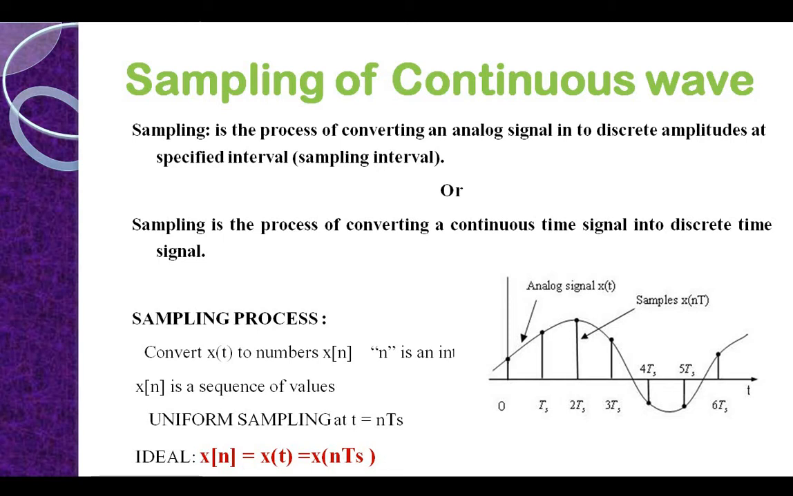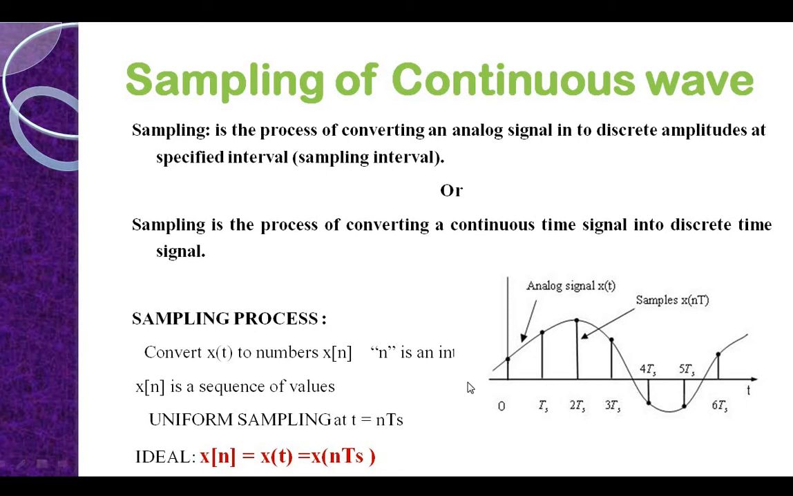Before we convert our continuous waveform into a discrete one, first you have to sample it. So, sampling of continuous waves. What is the definition of sampling? Sampling is the process of converting an analog signal into discrete amplitudes at specified sampling intervals. I have one more definition also. Sampling is the process of converting your continuous time signal into discrete time signal. Simply you can say like this also, correct?